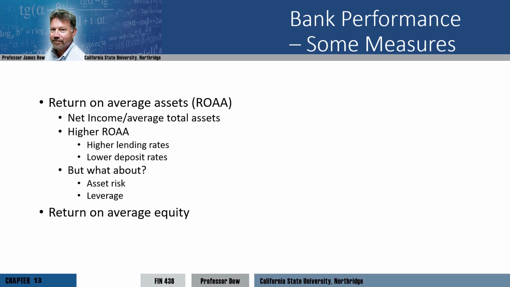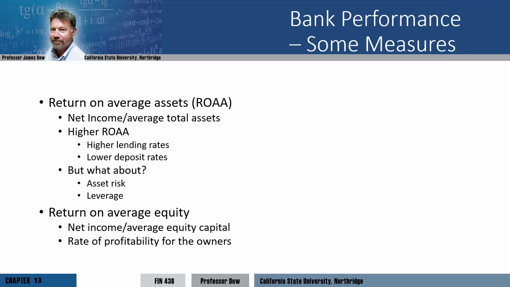Another important ratio is the return on average equity. This is calculated as net income divided by average equity. This measures the rate of profitability for the owners of the bank.